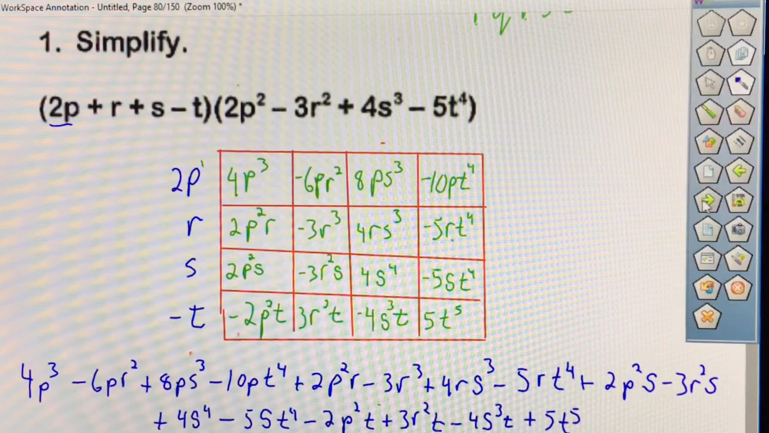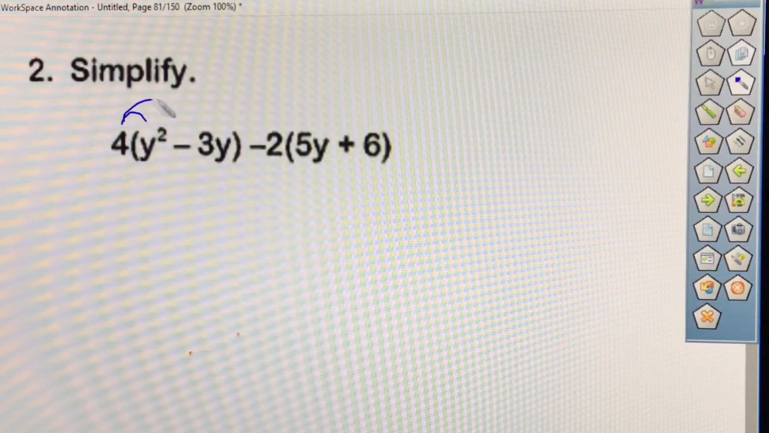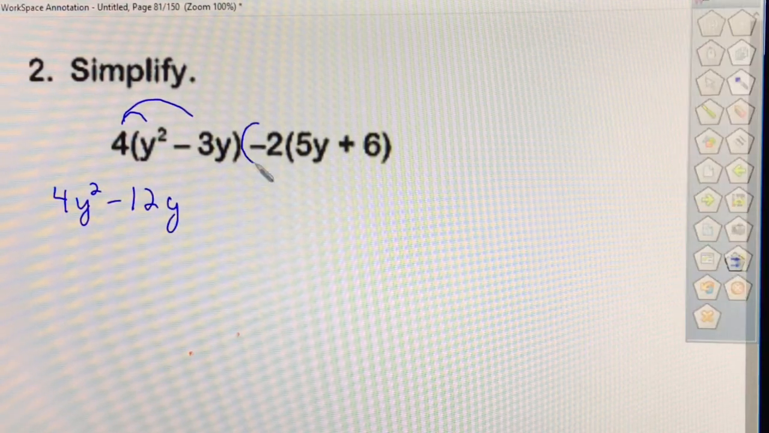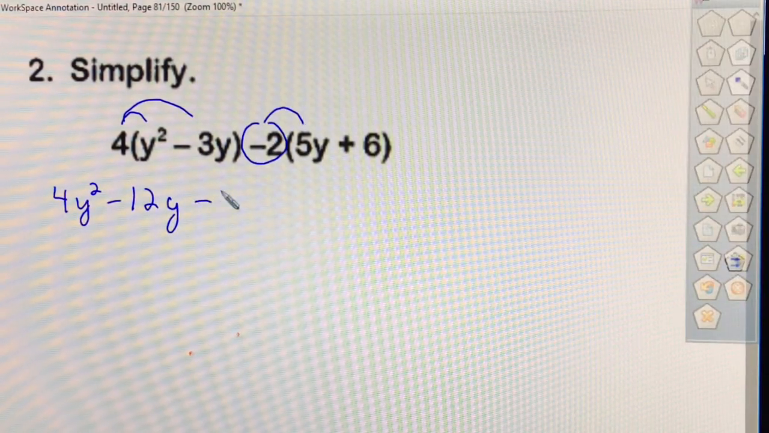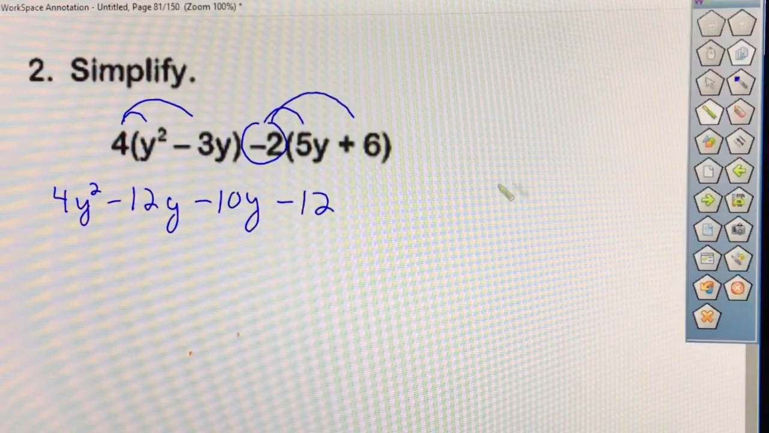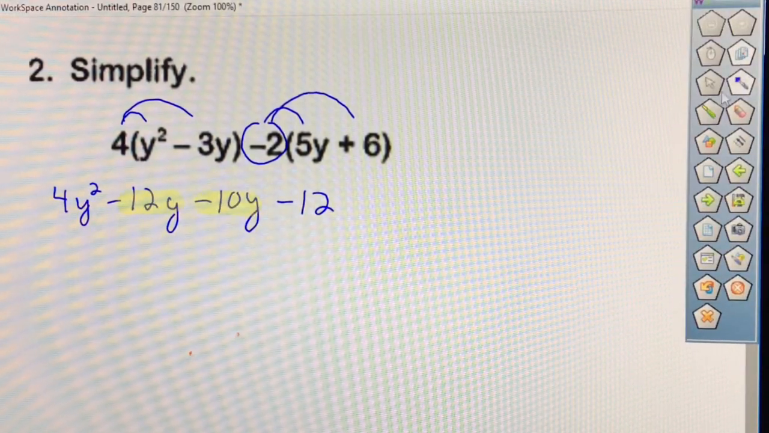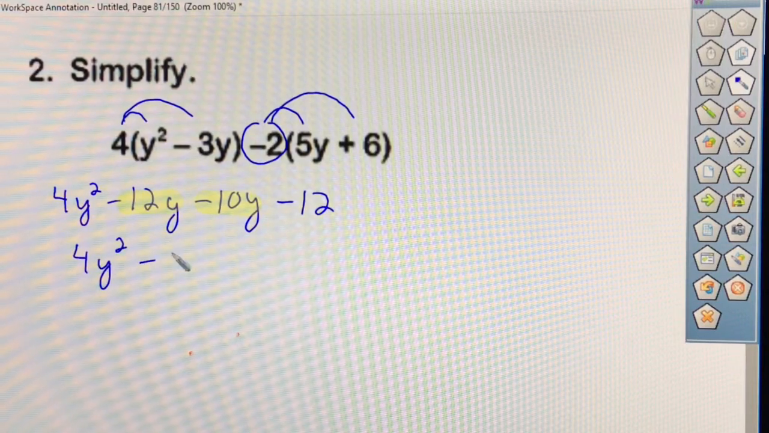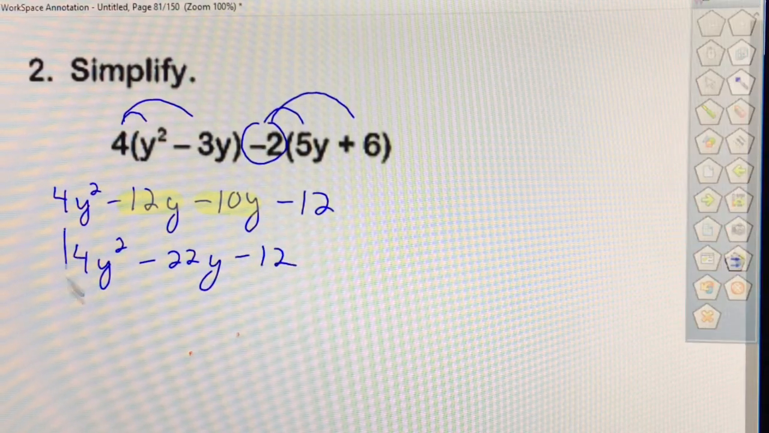Simplify. So I'm going to distribute. That's going to give me 4y squared minus 12y. Now I'm going to distribute this negative 2. That's going to give me minus 10y minus 12. And then I'm going to see if anything combines. And notice these terms combine. So it's going to give me 4y squared minus 22y minus 12. And I think that's as simplified as I can get.